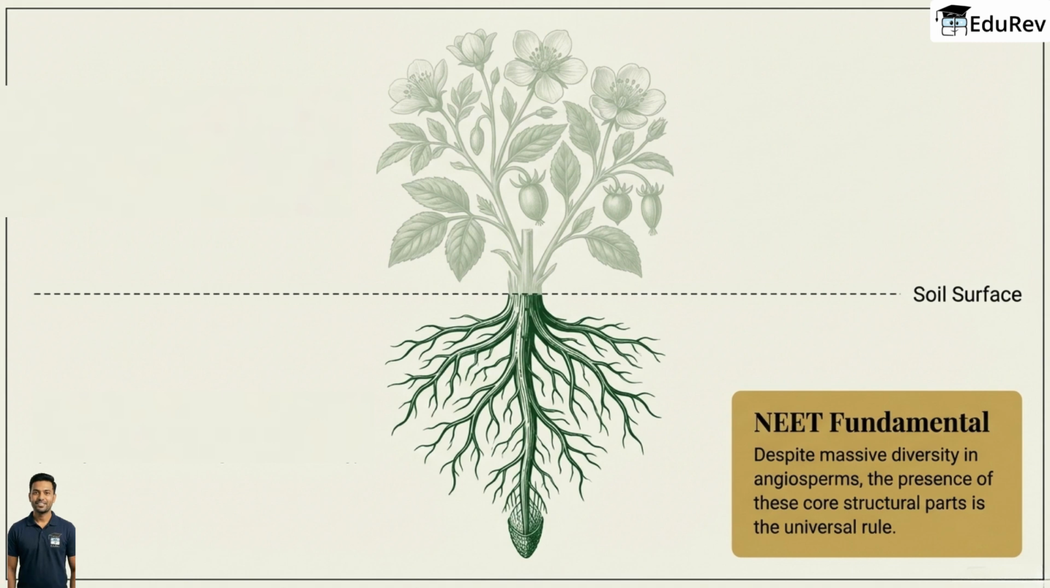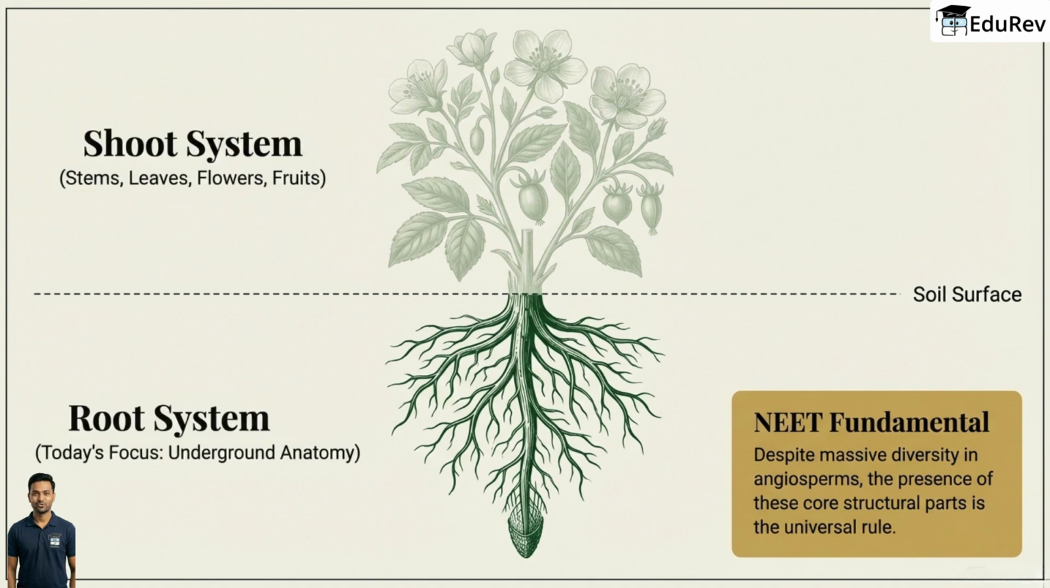A flowering plant is always organized into two major zones: shoot system and root system. The shoot system stays above the soil surface and includes stems, leaves, flowers, and fruits, while the root system remains underground and focuses on support and absorption. That soil line in the middle is more important than it looks, because many MCQs test whether you can separate aerial and subterranean parts correctly. The broader idea is simple. The plant survives by dividing labor between these two systems.